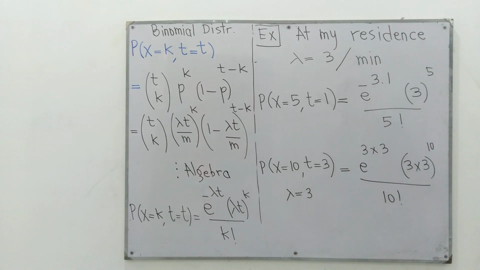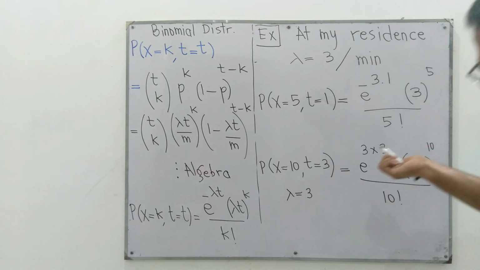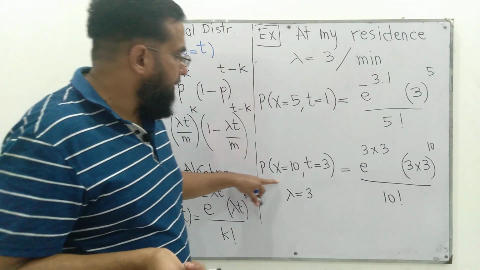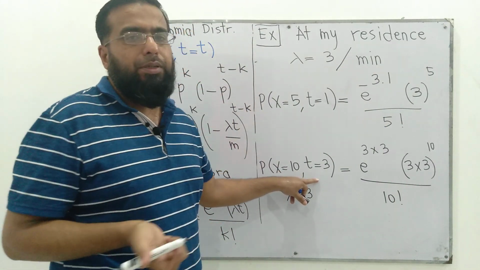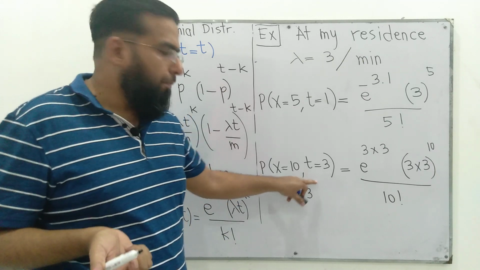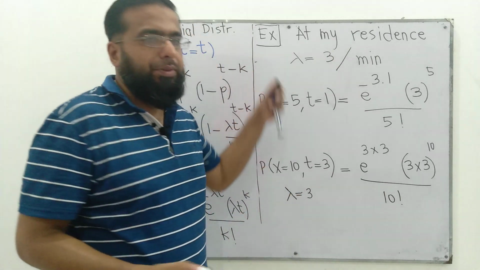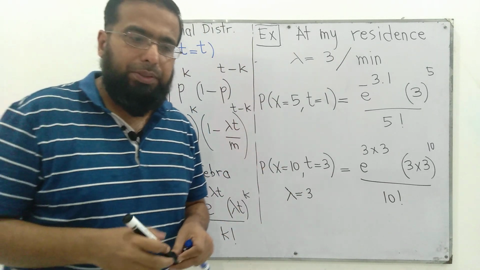So we can compute answers for this, and we can compute the probability of having any number of fluctuations in any given interval of time, but lambda, the rate of arrival of these fluctuations, remains the same throughout the process.